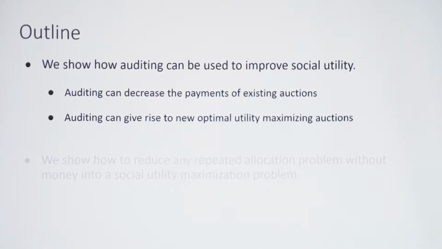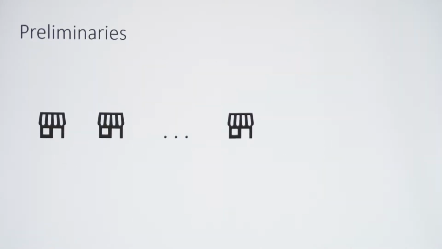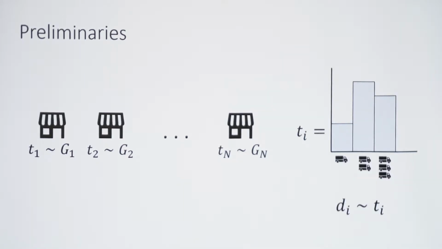So let's begin by talking about auditing. And first, we're going to set up a bit of preliminaries about our agents or food pantries. Each agent has a private type that's drawn from a publicly known prior. And what these types represent are distributions over the amount of demand that that agent might face. So for example, this one here probably needs about 2 shipments of food. Finally, we're going to call the demand that's drawn from these distributions D.